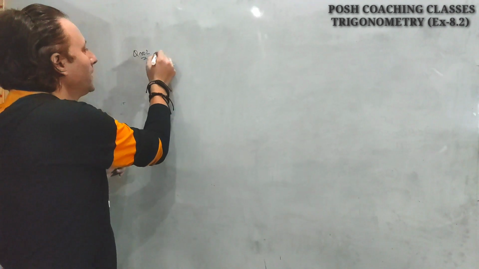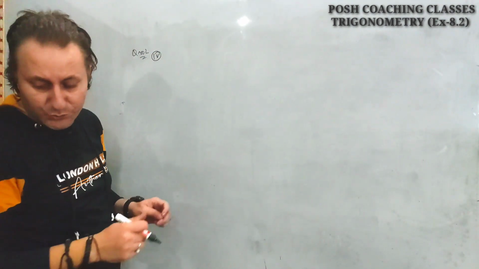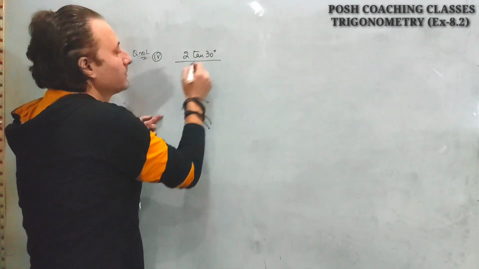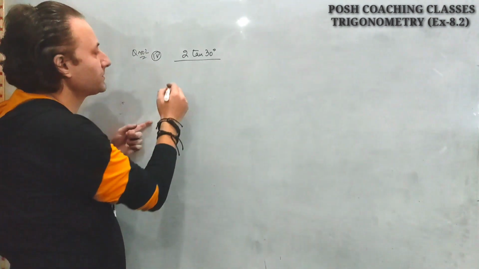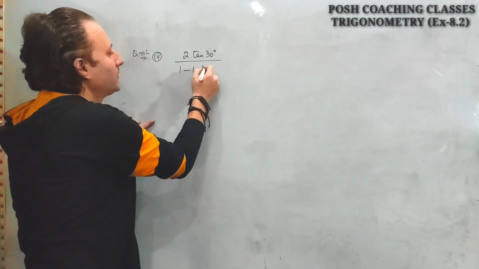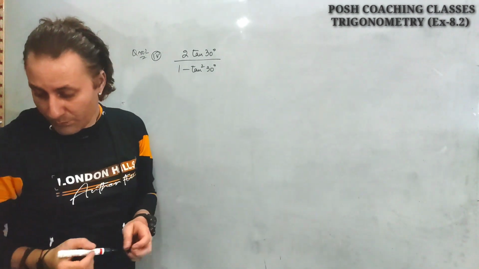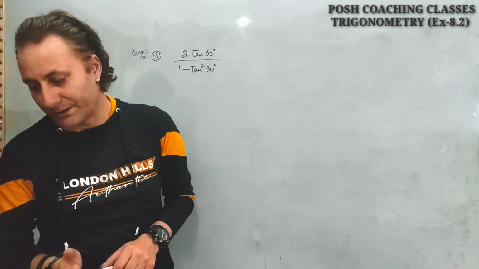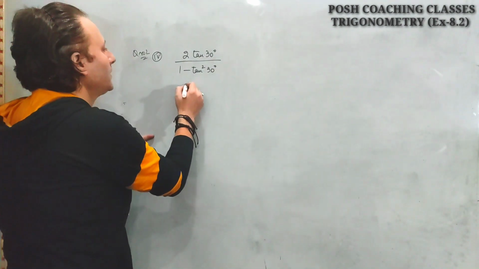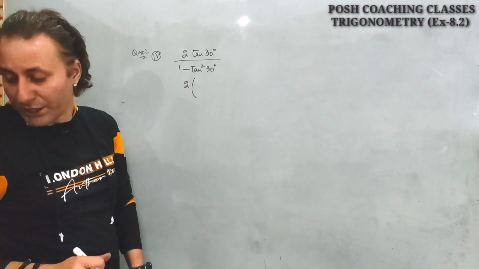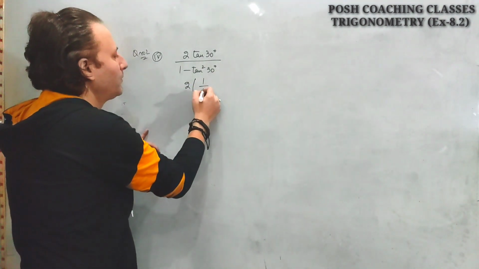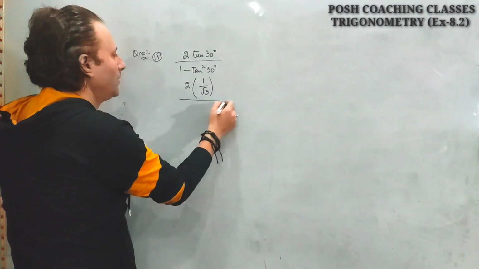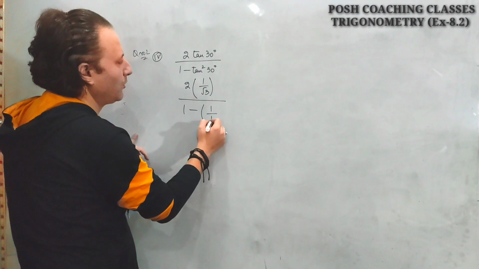Okay, part 4. Now what does it say? It says 2 tan 30 degrees divided by 1 minus tan square 30. Now we have 4 options: cos 60, sin 60, tan 60 and sin 30. So let's see. First of all, I'll put the values. tan 30 is 1 upon under root 3, so 2 tan 30 is 2 upon under root 3. Do we have a square in the numerator? No, we don't. Now it's 1 minus 1 upon under root 3.